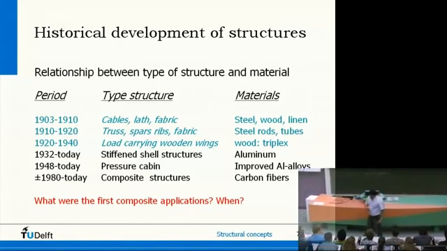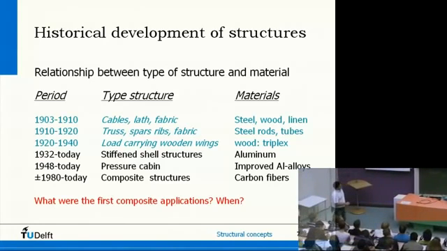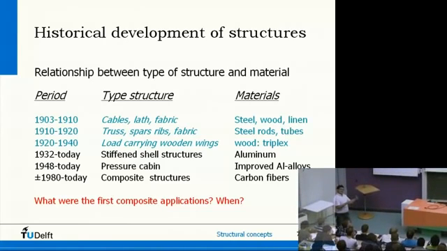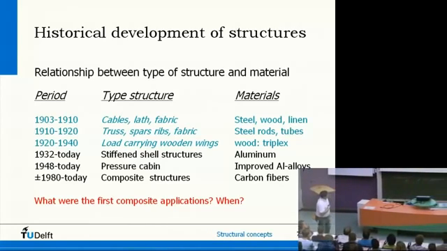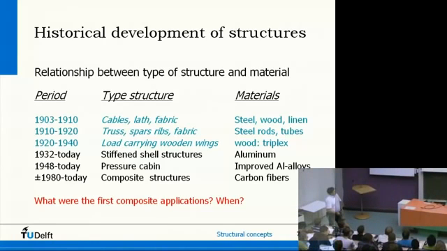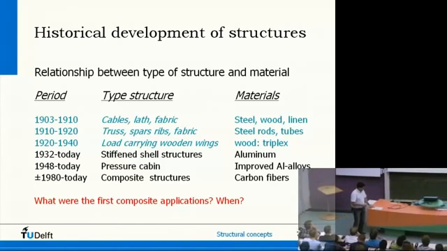So you will see that also here again. Sometimes you have materials like steel tubes, and then you think about truss structures. We will see them in the next slides. Well, these are the old days. We have a lot of cables, a lot of wooden lath. These are these flimsy elements made of wood, fabrics, linen, for instance, to cover up wings and fuselages. Later, more trusses, spars, ribs, load-carrying wooden rings. So far, and then I will later return to the other ones.